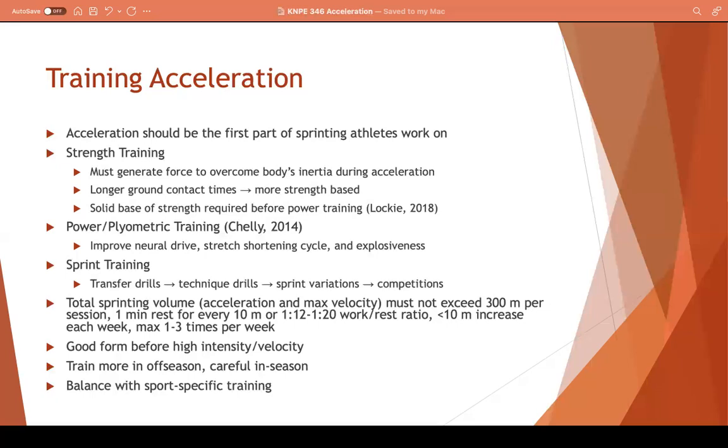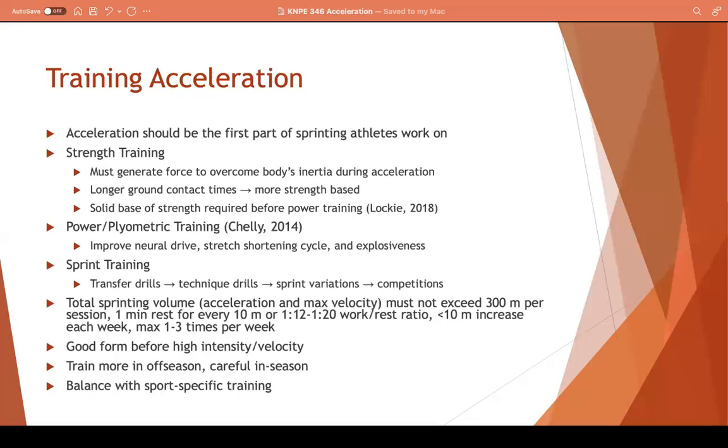In addition, excessive sprinting can lead to injury, given its high-intensity nature. With all this considered, total sprinting volume per session should not exceed 300 meters. There should be 1 minute of rest for every 10 meters run. Distance should not increase more than 10 meters each week, and sprint training should only be done 1 to 3 times per week. It is vital that good form is prioritized before doing any high-intensity or velocity work to both minimize injury risk and maximize training effectiveness.